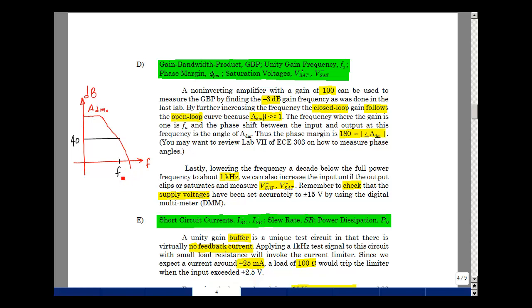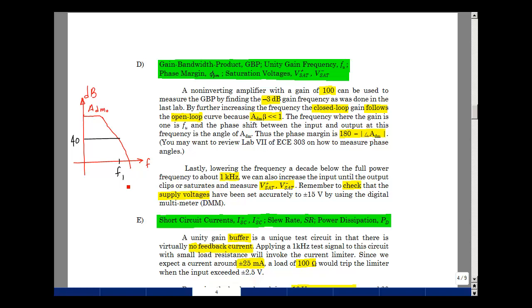And F1 would be the 3 dB frequency. So if you design a non-inverting amplifier with a gain of 100 and find the minus 3 dB frequency, then you can simply take the product of these two to get the gain bandwidth product. Now as the frequency increases, we follow the open loop curve down because K is 1 over beta.